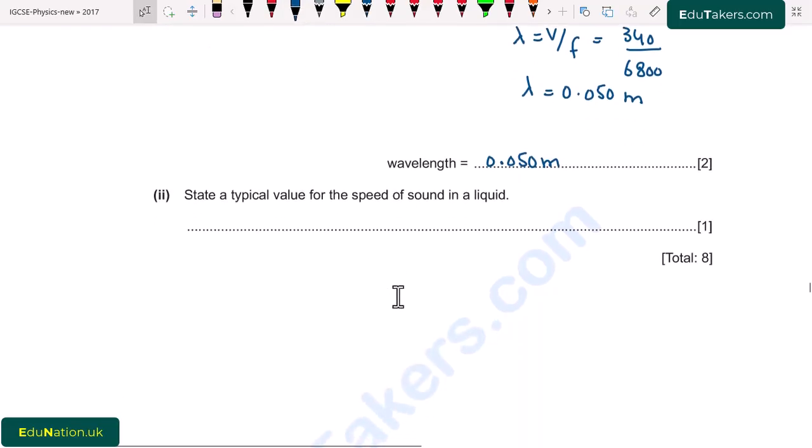Part 2. State a typical value for the speed of sound in liquid. So the speed of sound in the liquid ranges from 900 to 2000 meter per second. I write here 900 meter per second to 2000 meter per second.